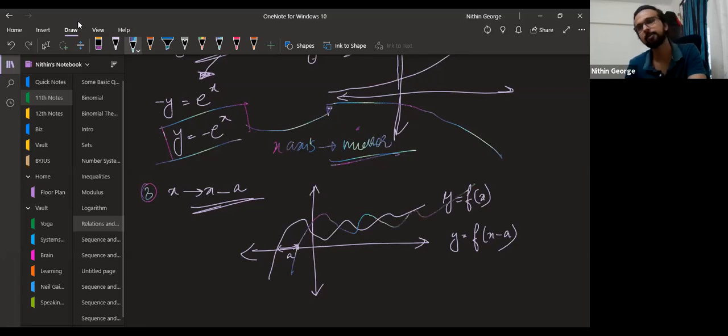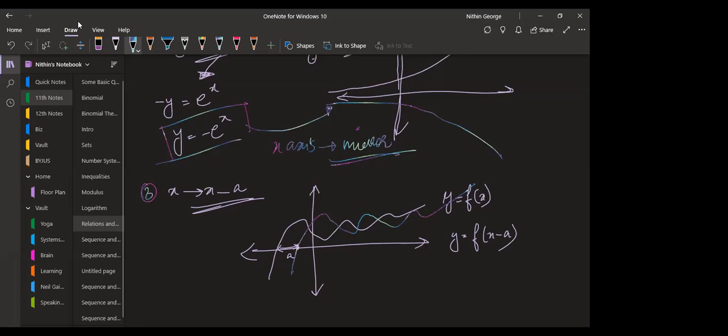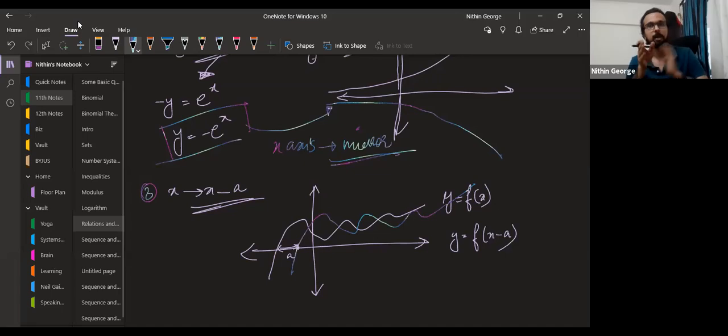You understand what I did here? I took the graph and placed it a units ahead. I took the graph and brought it forward by a units. Are you following? Yes, sir. Took the graph and brought it forward by a units, and there I have y equal to f of x minus a.